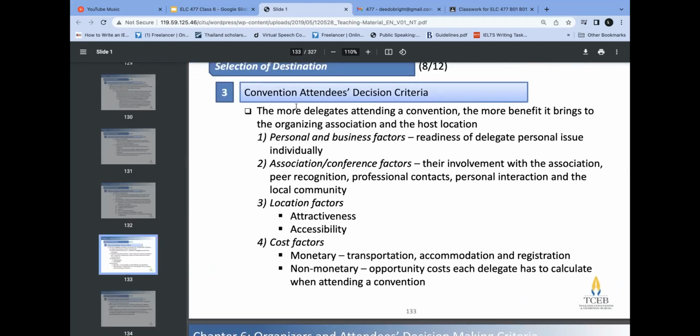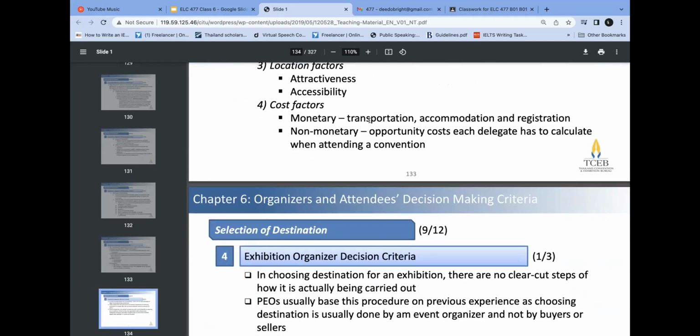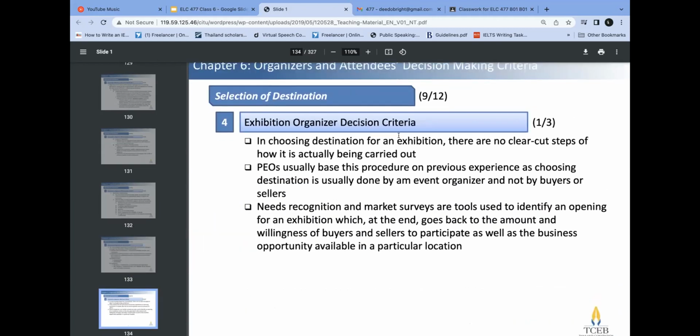Okay, this one is the convention attendee decision criteria. Moving to exhibition organizer decision criteria here, right? So we can see from this one, just only 3 bullet points here. Choosing a destination for an exhibition is not a clear-cut step of how it is actually carried out, meaning that it is flexible. So in conclusion, there is no clear cut, meaning that it can be done in a different way, right?